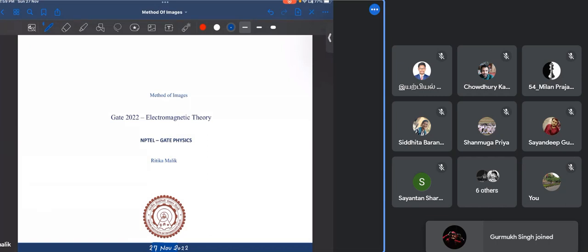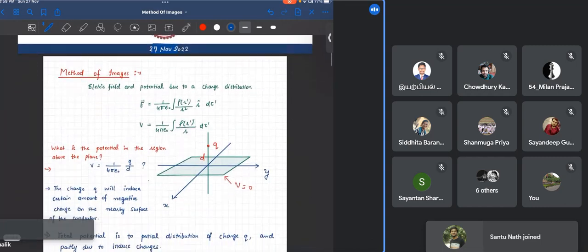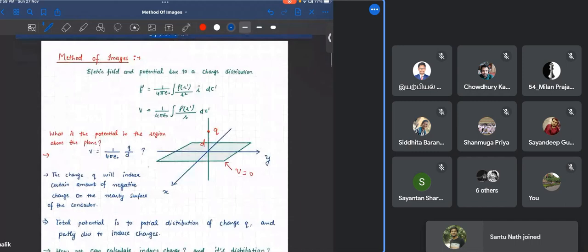Okay, so welcome everyone to the NPTEL GATE Physics classes. Today we are going to learn the concept of method of images, and it is a part of electrostatics. Mainly, we are going to use this method of images to calculate electric field and electric potential. So let's start it here.